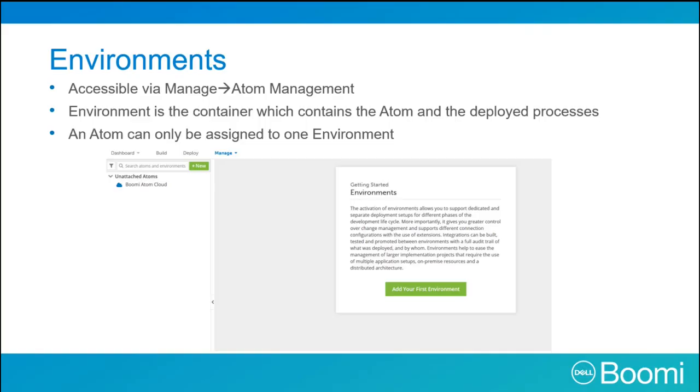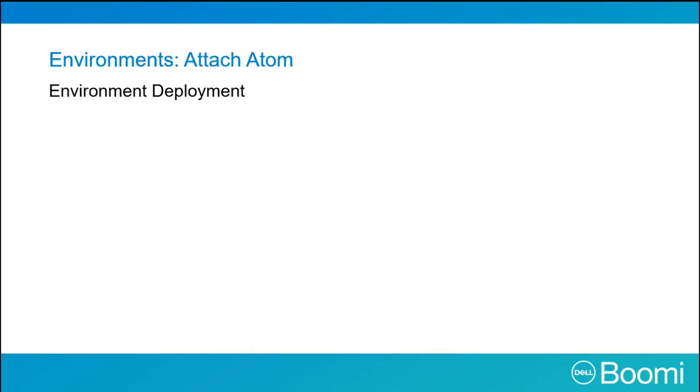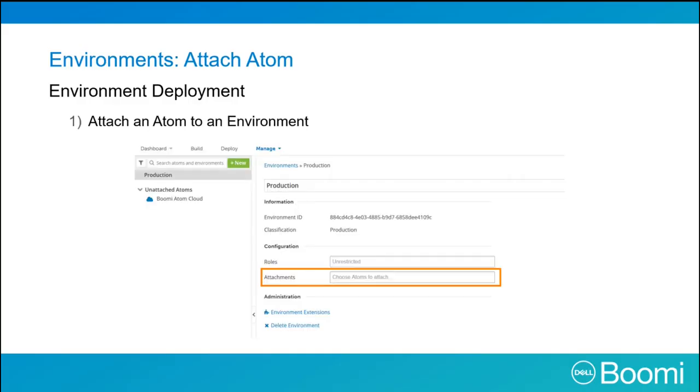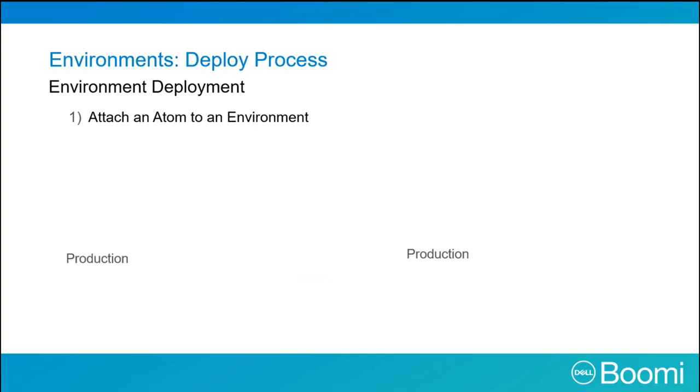The Boomi Atom Cloud is not attached to an environment yet, so it is listed as unattached in the attached Atoms list. Once the environment is set up, we need to attach an Atom to the environment. Within the Manage Atom Management tab, we can attach an Atom to an environment via the Environment pane. To attach an Atom to an environment, simply highlight the environment and click the Atom from the attachments as displayed here. The Atom is now attached to an environment, so we can attach a process to those same environments.